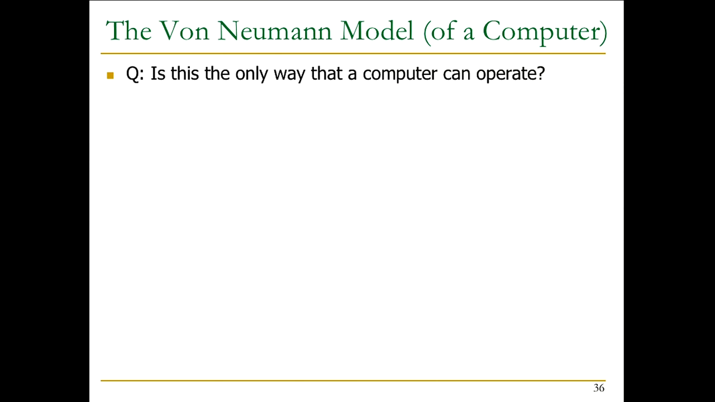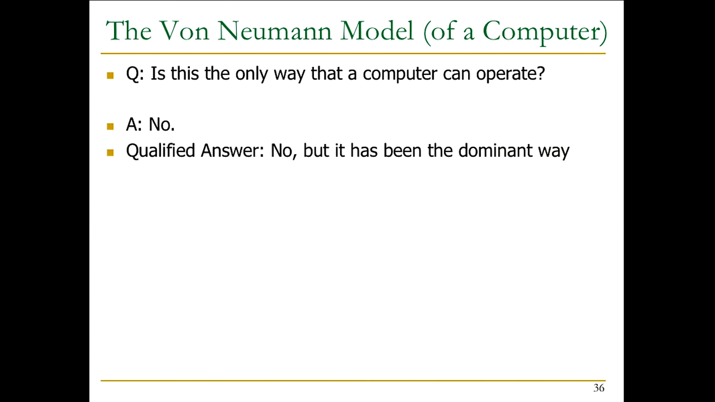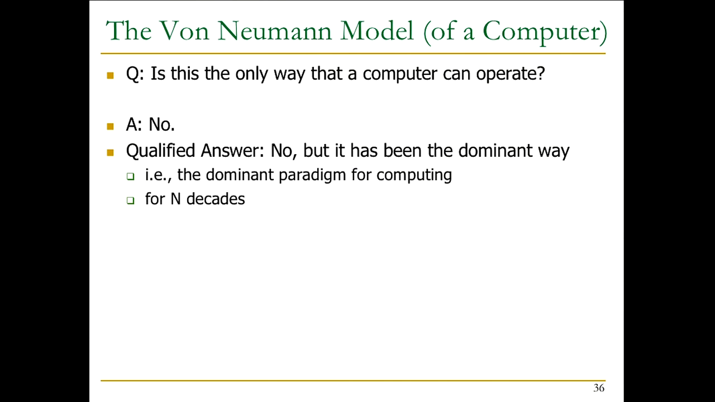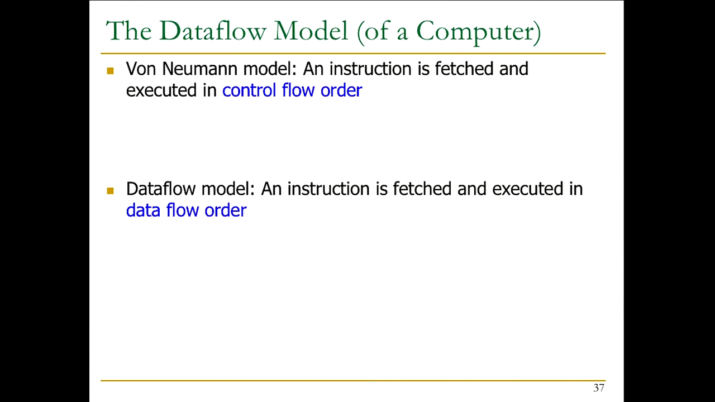Since we're critically thinking, my first question would be: is this the only way that a computer can operate? Is the von Neumann model the only way? Yes? No? So there's a clear no. That's good. A qualified answer is no, but it has been the dominant way. For example, most ISAs today obey the von Neumann model. It's been the dominant paradigm for computing, but even this may change going forward. For many decades, it's been the dominant paradigm, right?